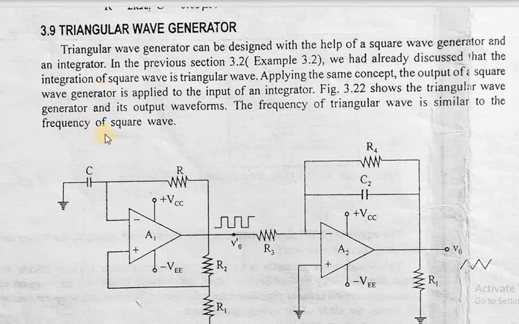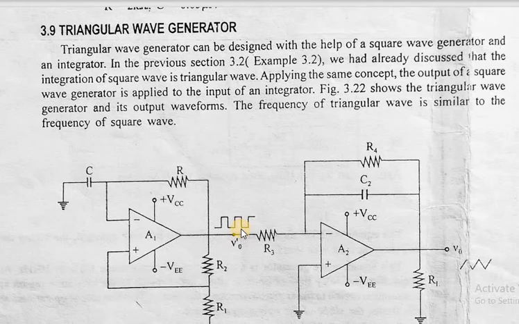So with the help of a square wave generator or a comparator, we will obtain a square wave, and with the help of an integrator we'll be changing the square wave to a triangular wave. So this is the basic principle lying behind triangular wave generation. One thing you should remember is that the frequency of the triangular wave that is obtained is similar to the frequency of the square wave.